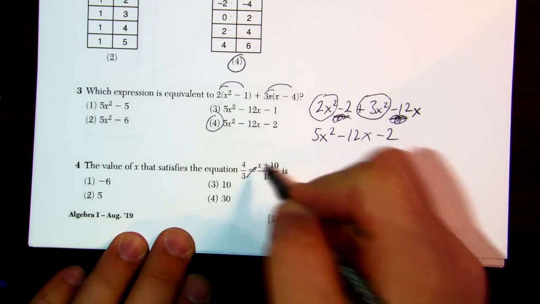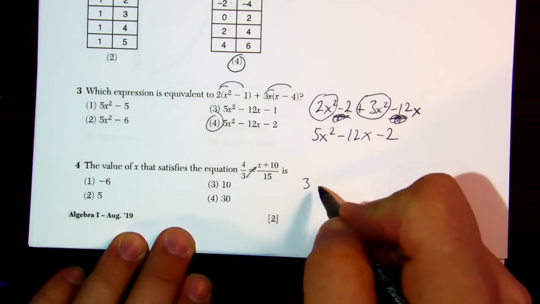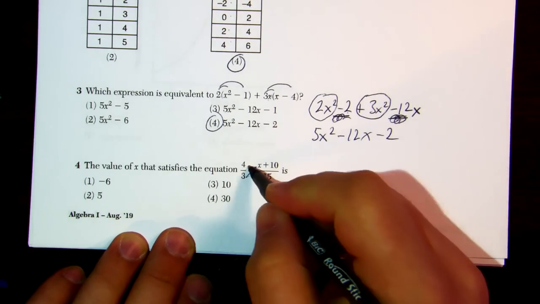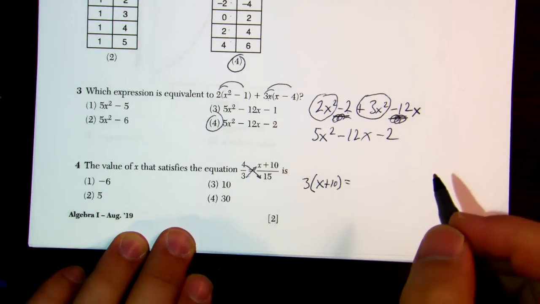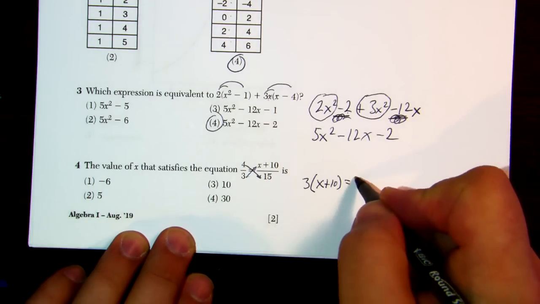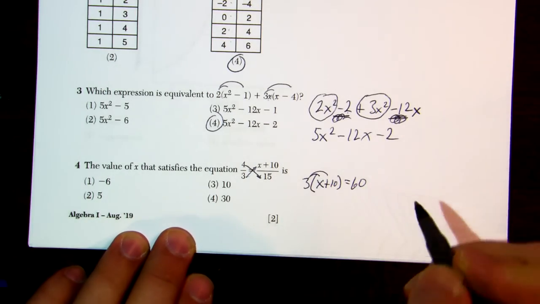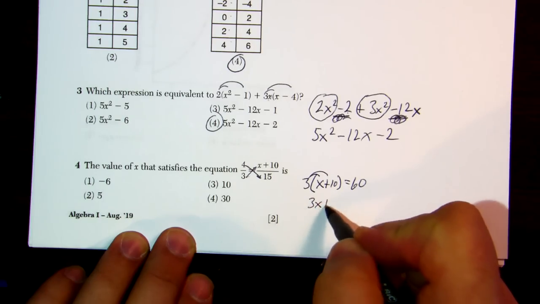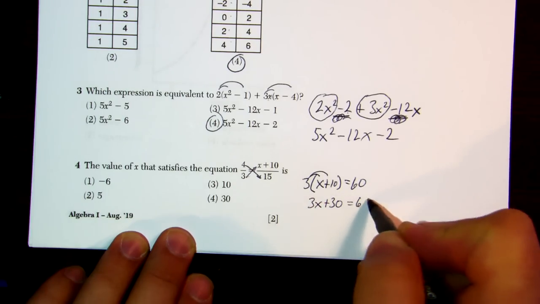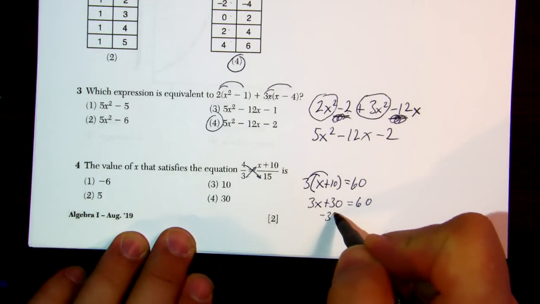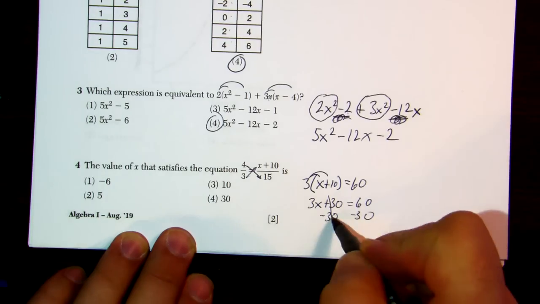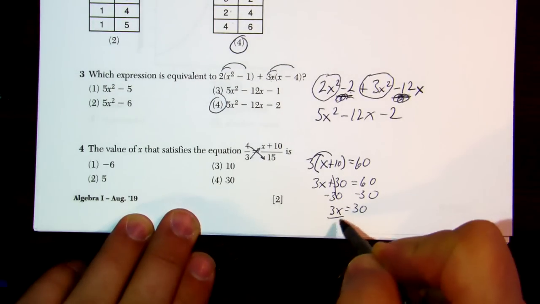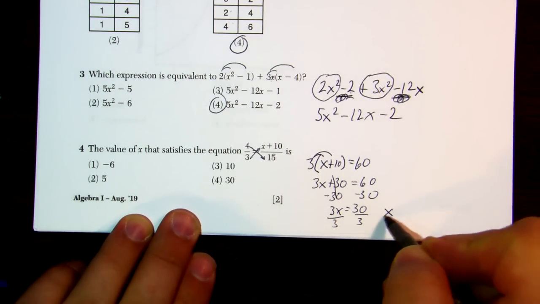So we have 3 times that x plus 10. So that's going to look like 3 times that whole quantity of x plus 10 equals 4 times 15. 4 times 15 is 60. We're going to distribute. So we have 3x plus 30 equals 60. Subtract 30 on both sides. Those cancel. 3x equals 30. Divide by 3. And x equals 10.